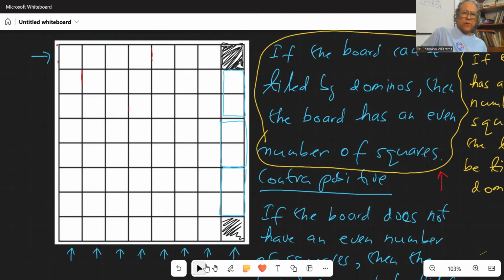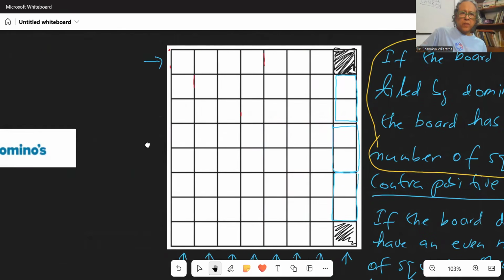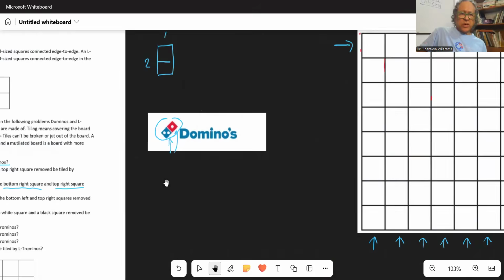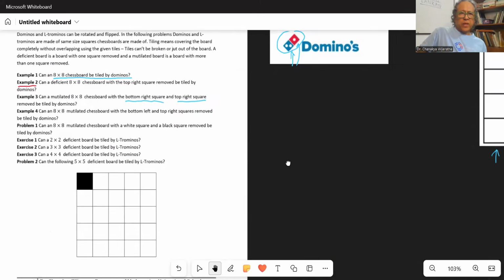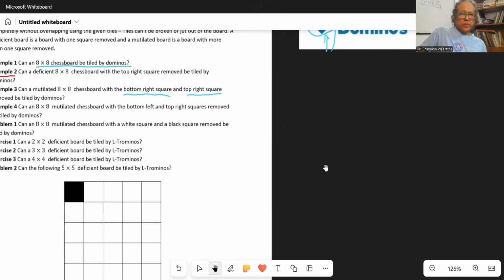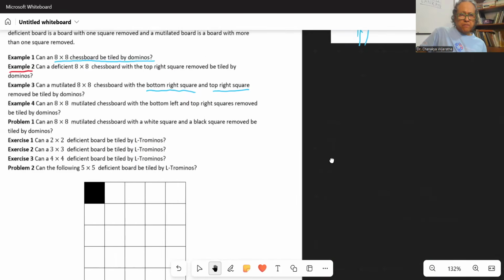Okay. So what is the third task? Example 3, can a mutilated 8 by 8 chessboard... well, that's the third one. So now let's go to the fourth one. Example 4: can an 8 by 8 mutilated chessboard with the bottom left and top right squares removed be tiled by dominoes? So bottom left and top right.